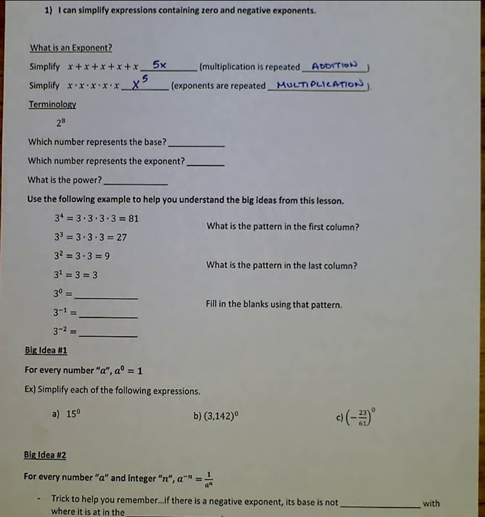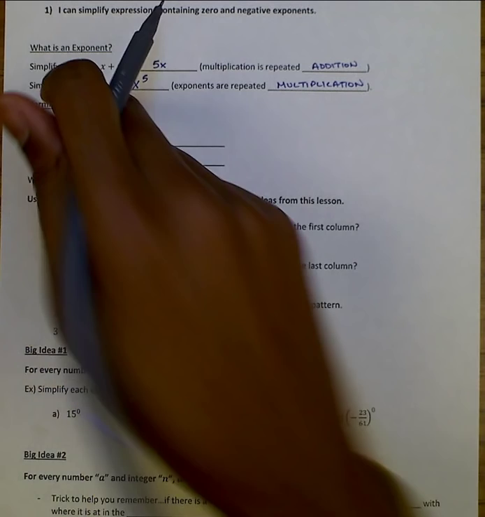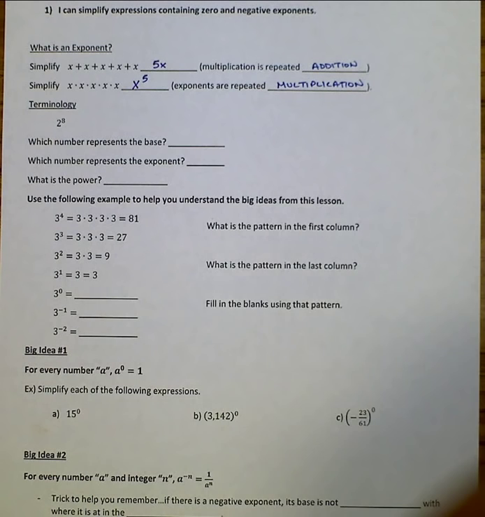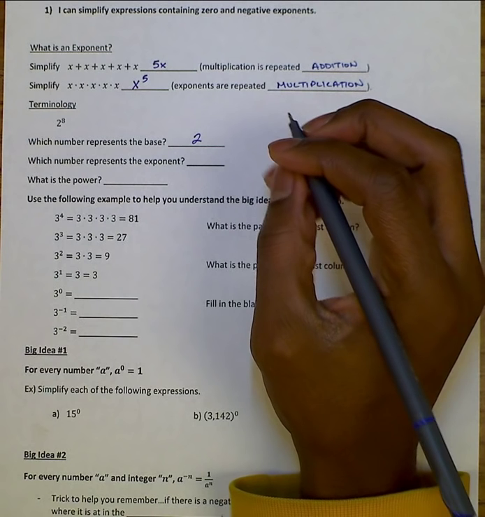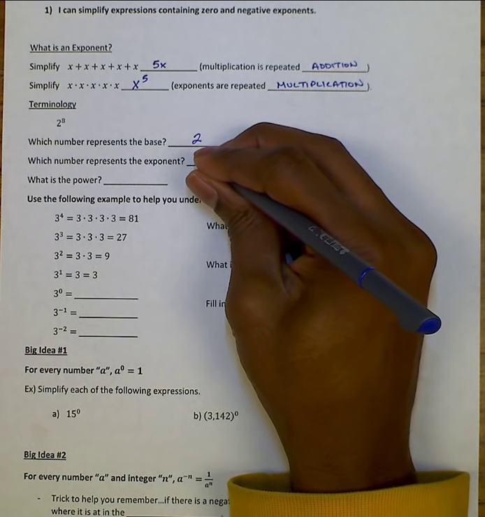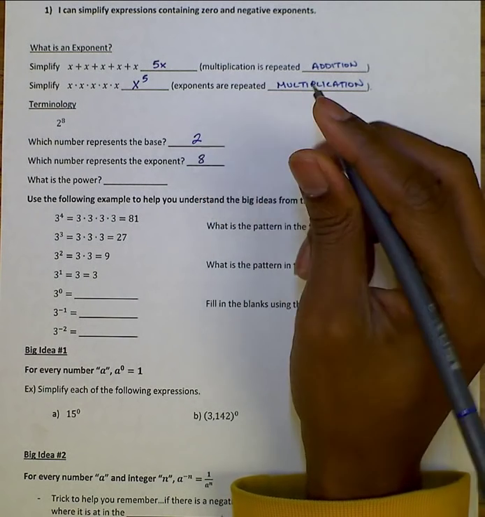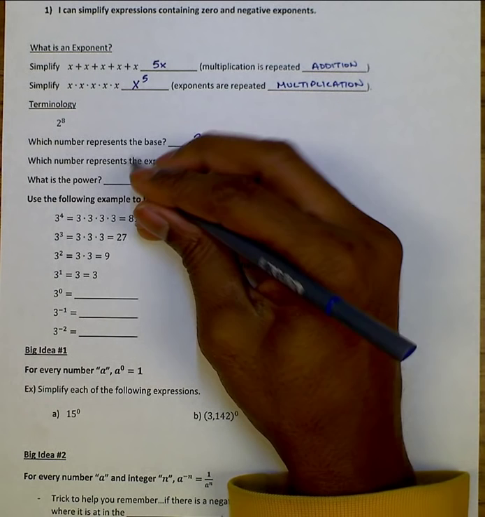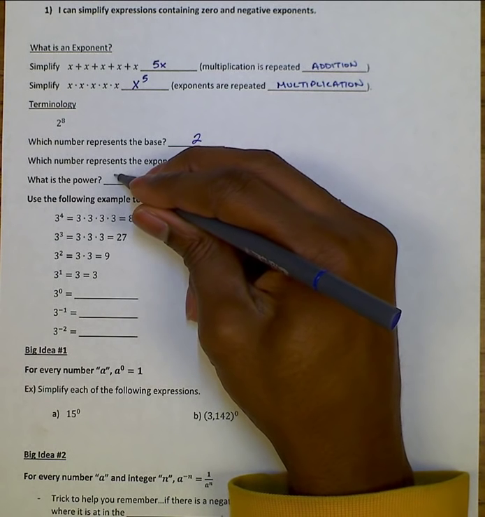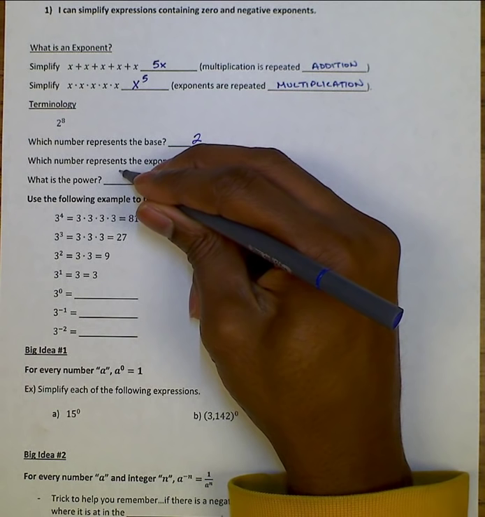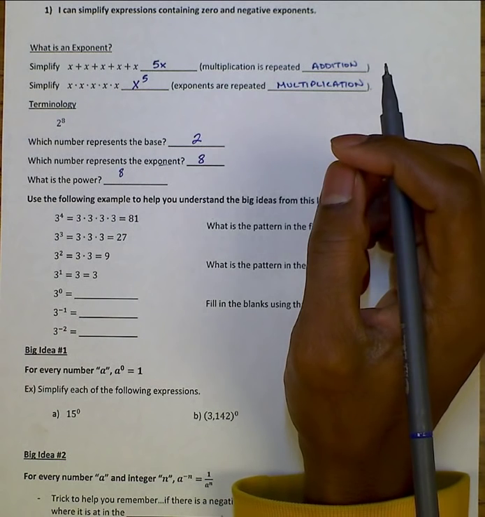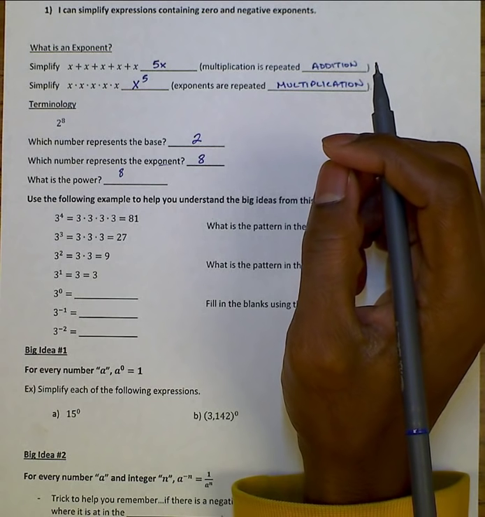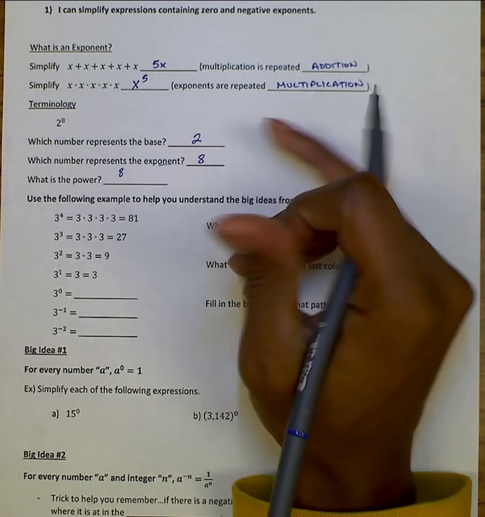Which number represents the base? If we look at this, we have 2 to the 8th. 2 to the 8th, the base is 2. Which number represents the exponent? 8. What is the power? Okay, 8's the power. You'll notice exponent and power are really used interchangeably.